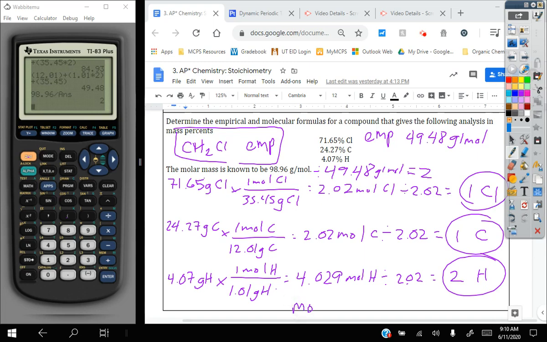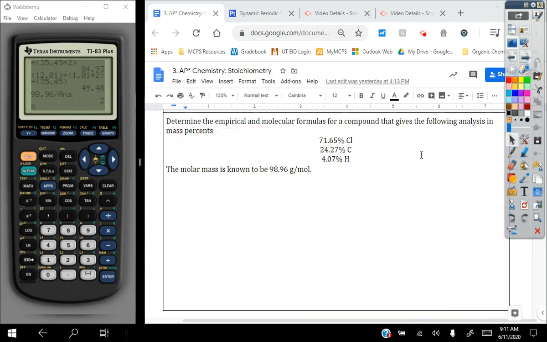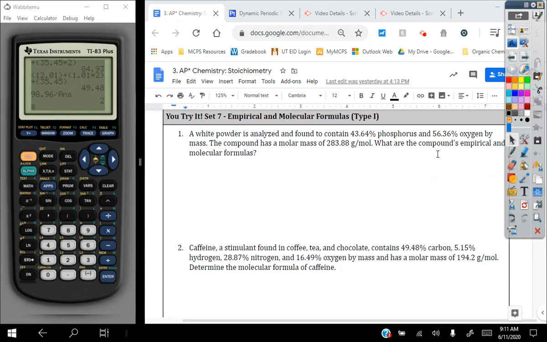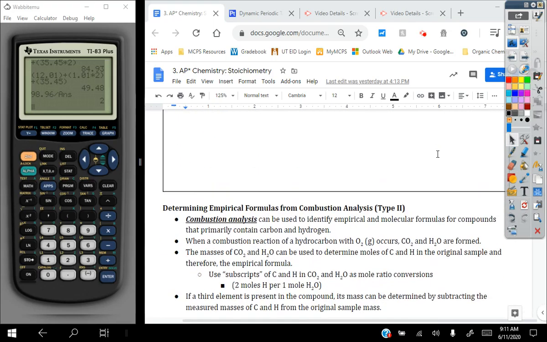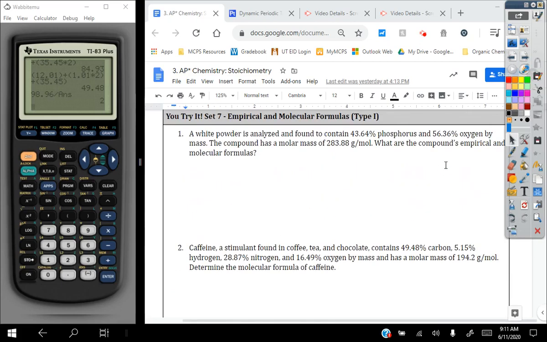My molecular here is going to be C2H4Cl2 because I have to multiply each of those subscripts of 1, 2, and 1 by 2. And that is how you figure out the empirical and molecular formula for a compound. Go ahead and try each of these problems. I think I gave you 2 of them here for type 1.